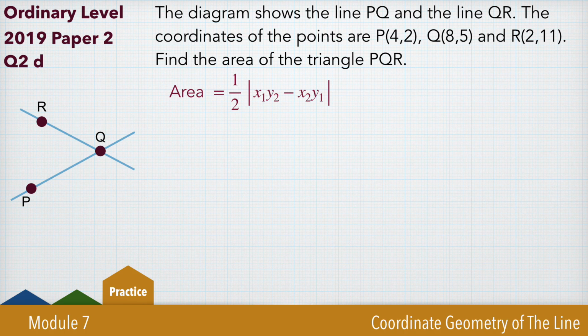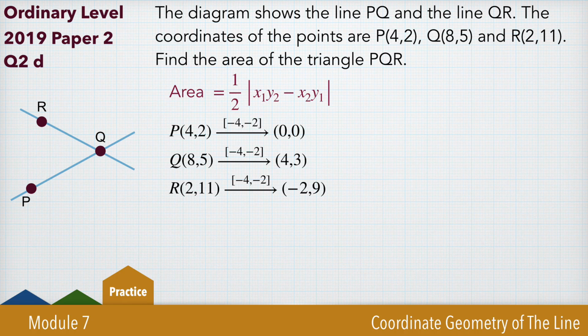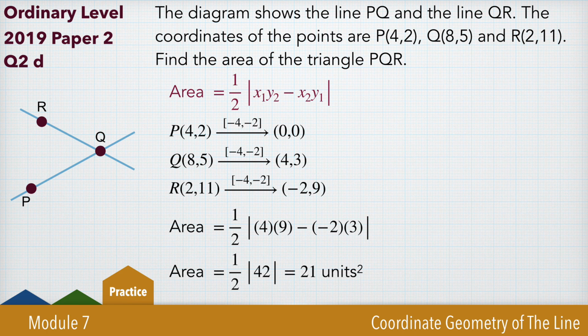We will move the point P to the origin by the translation -4 -2. We will now move the point Q and R with the same translation. We can substitute the new points directly into the formula. Simplifying and removing the absolute brackets gives us an area of 21 units squared.